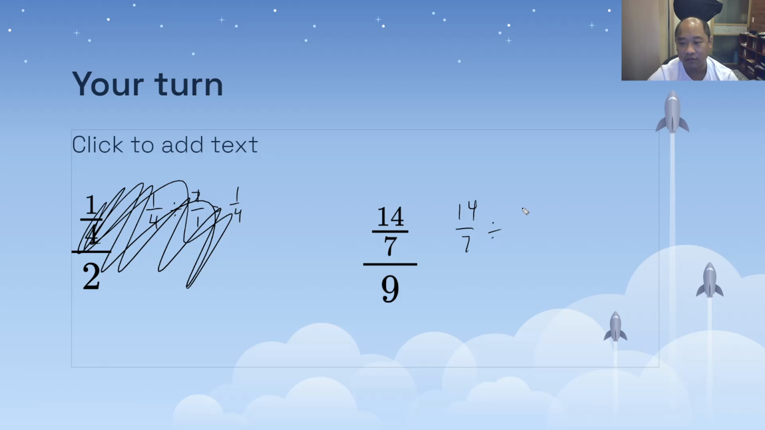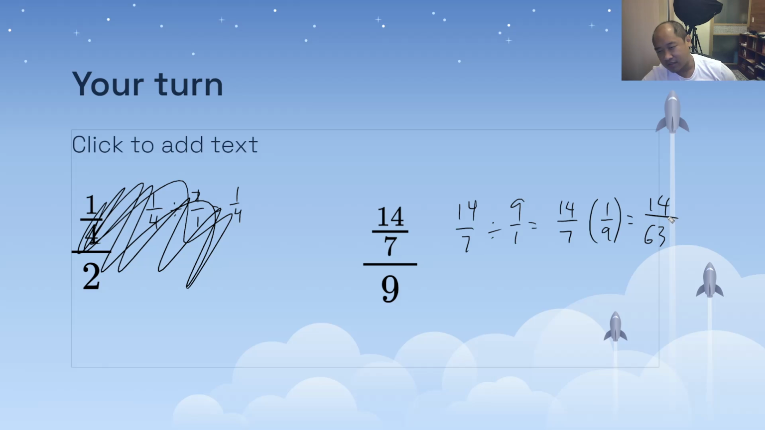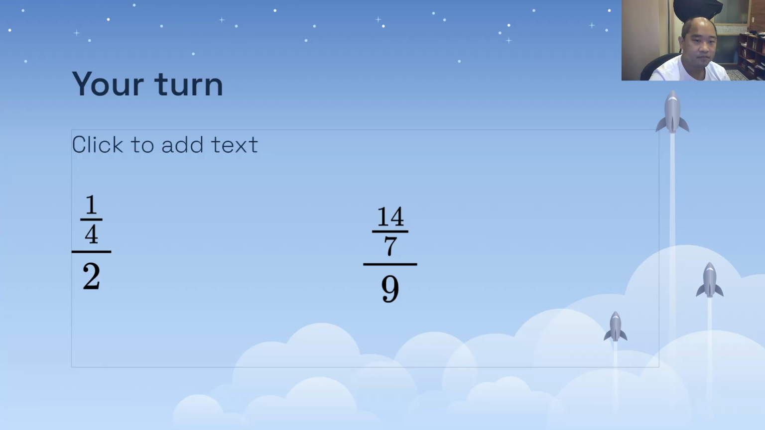14/7 divided by 9/1, which is 14/7 times 1/9, which is 14 over, what is that, 63? Does this simplify? No, I don't think so. I think this is in lowest terms already. All right.